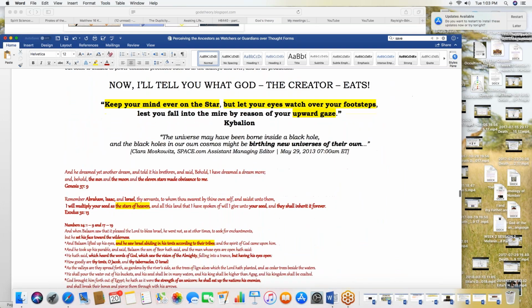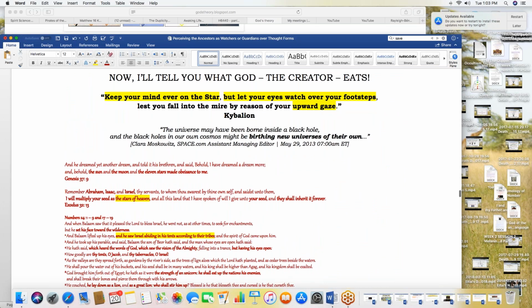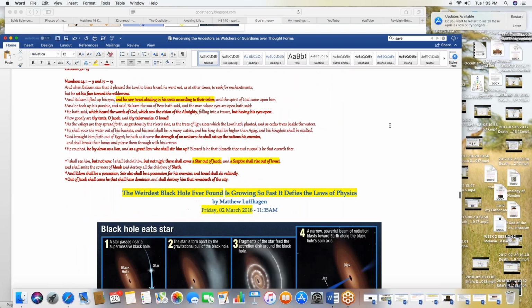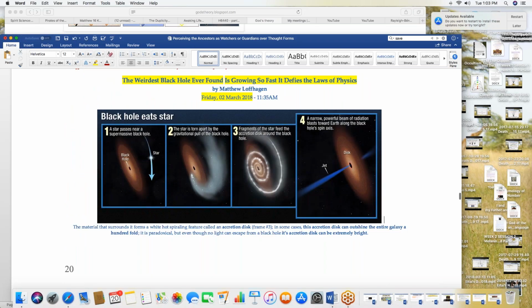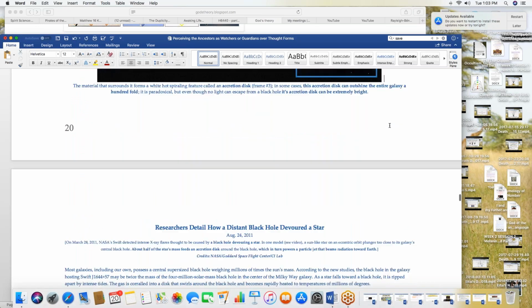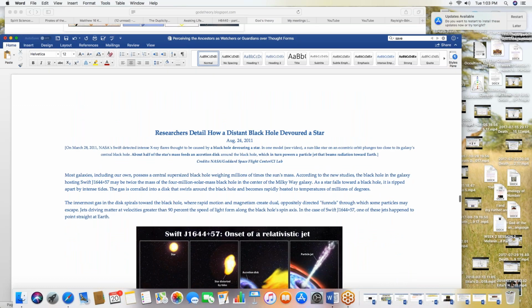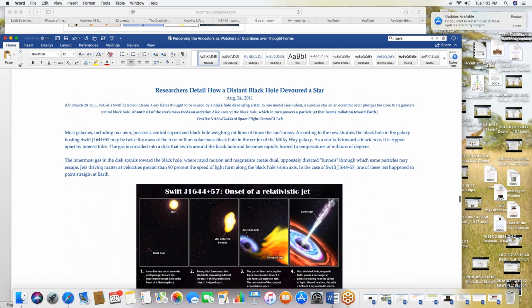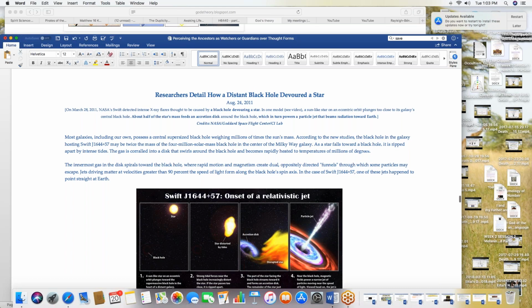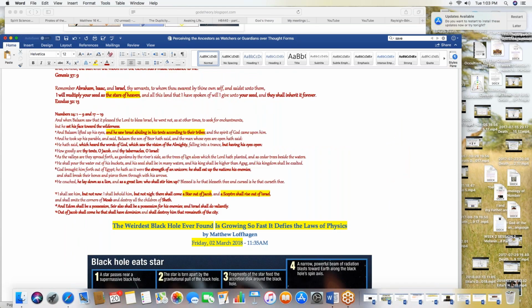See, but we've been famous. We on record for not recognizing and acknowledging when we've been visited, the day of our visitation. If this is not the day of the visitation, I don't know what is. This is the day. Researchers detail how a distant black hole devoured a star. See, these things are distant.